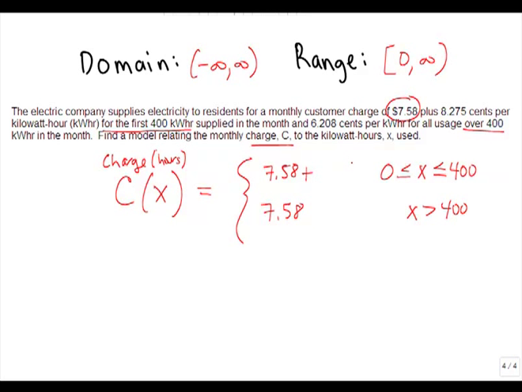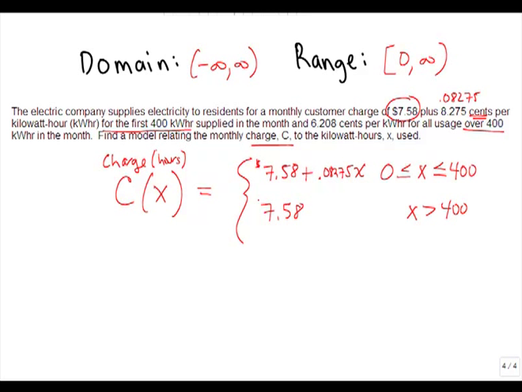Now, careful of your units here. $7.58 was in dollars. 8.275 cents would be how many dollars. You want to use consistent units here. So if this is in dollars, you need to convert this to dollars. To convert to dollars, you divide by 100, which makes this 0.08275. So $0.08275 times the number of hours spent, as long as you're below or equal to 400.